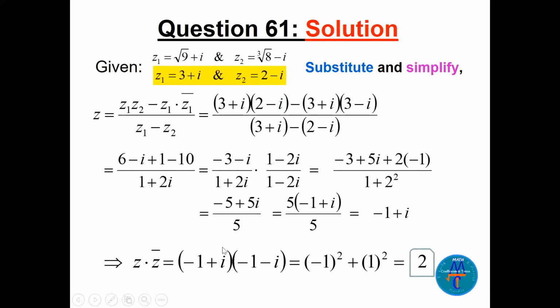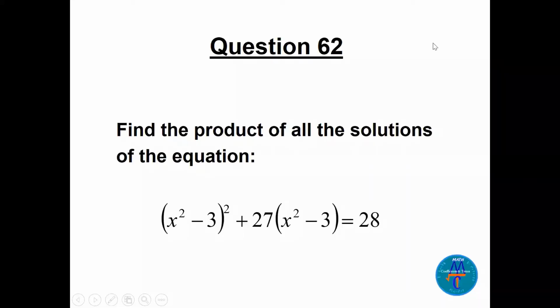Find the conjugate, minus 1 minus i. When you multiply by the formula, it's a squared plus b squared. So minus 1 squared plus 1 squared. If you want to multiply normally, you can use the FOIL method. You will get the answer 2.